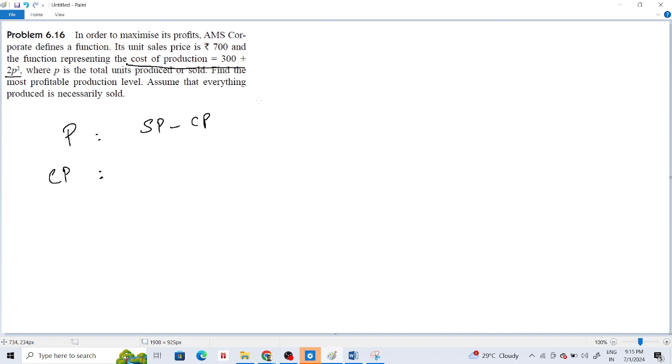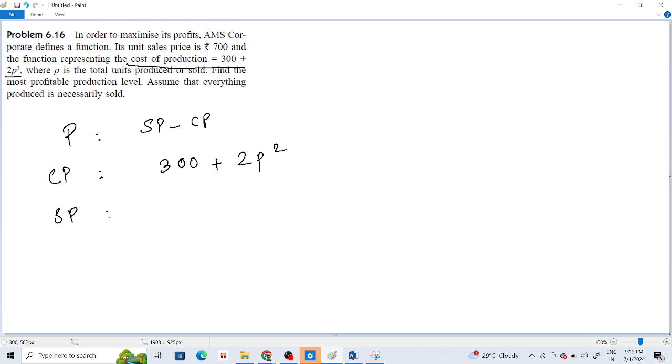Number of units produced into cost of production. Okay, so the cost function is given, the function representing the cost of production. So cost of production is given as 300 plus 2P square, where P is the total units produced.